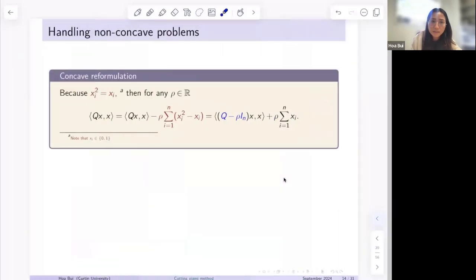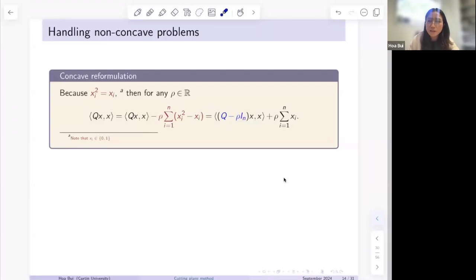Okay, that sounds good. And then how do we deal with the non-concave problems? The first obvious thought will be, well, we will reformulate a non-concave problem into a concave problem and apply the concave technique. So we don't have to worry much about whether the methods converge or not.